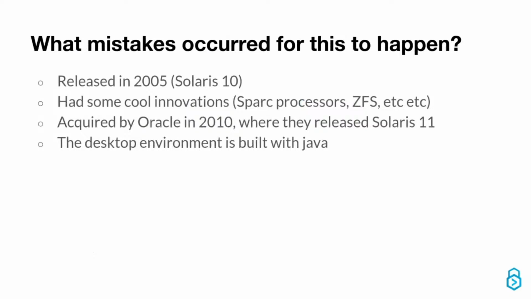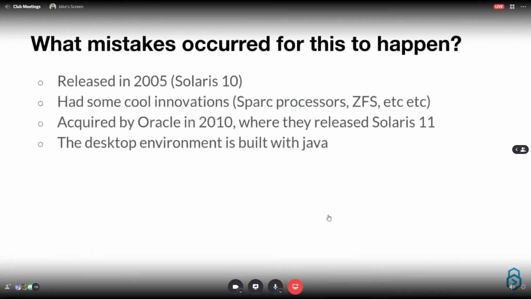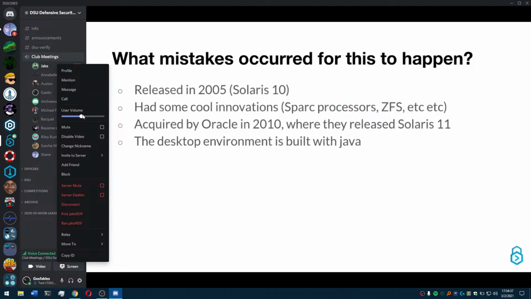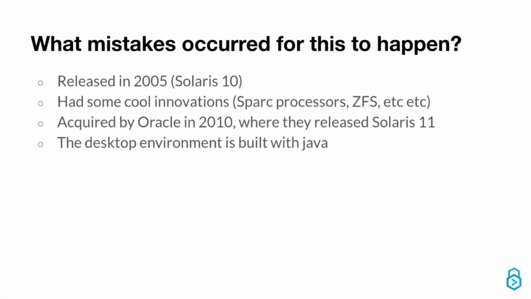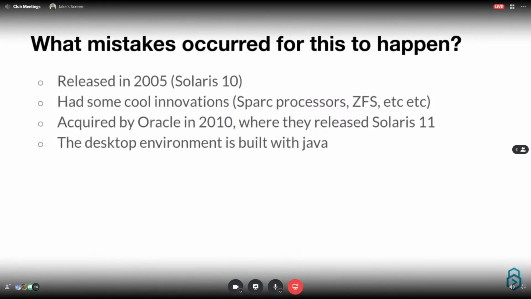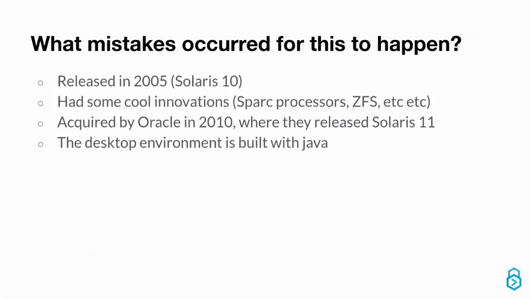So Solaris used to be an open source operating system. The first big one being Solaris 10, which I mentioned. This is the version we'll be working with in the little lab today. It was released in 2005. Solaris 11 was released in around 2010 after Oracle acquired Solaris. Just before Oracle, I believe they were working on another free version of Solaris called OpenSolaris. And the desktop environment is built with Java, which makes it kind of look ugly.